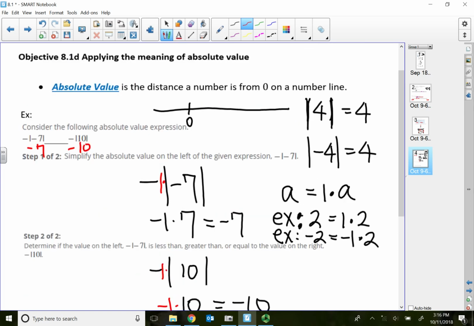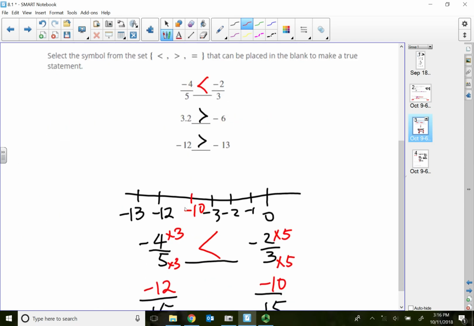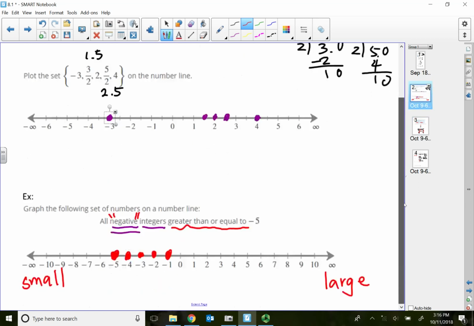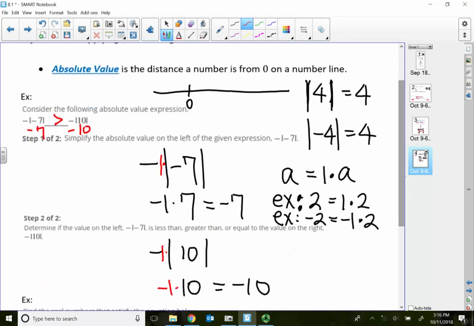So on the number line, if you really think about it, -7 is actually to the right of -10. So that made -7 greater. That means this problem, the negative absolute value of -7, is actually greater than the negative absolute value of +10. Okay.